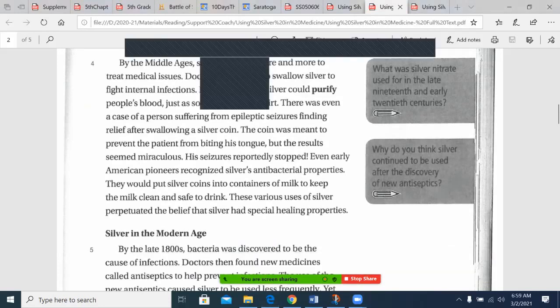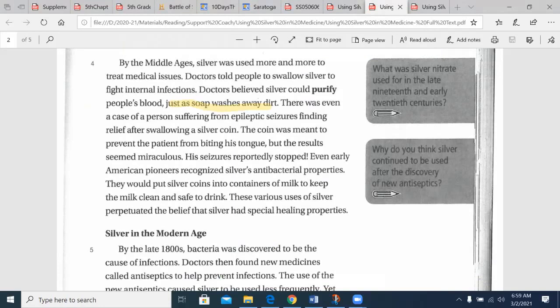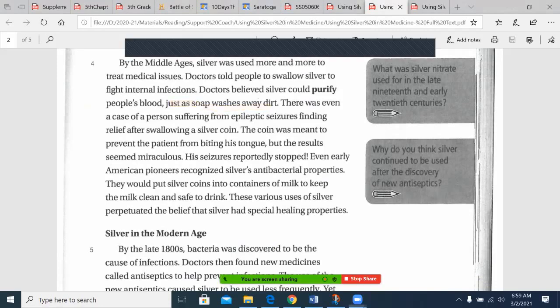So if I want to see what's close to it, just as soap washes away dirt. So maybe purify would be to clean in this case. And that does make sense with the actual definition of the word.